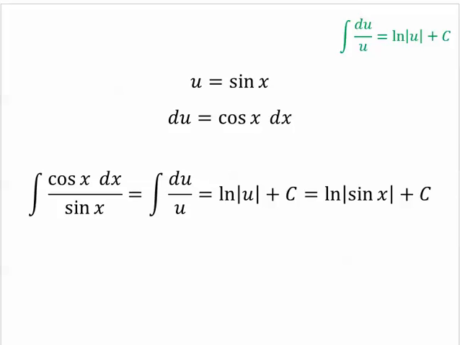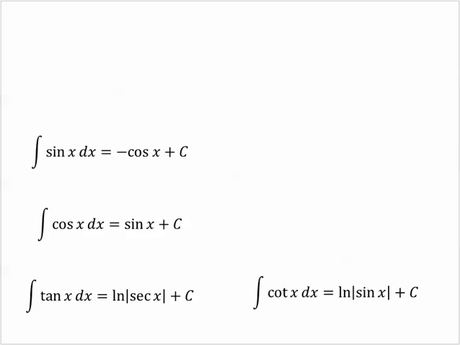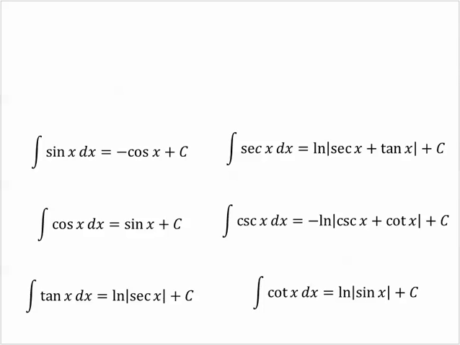Now, this is pretty interesting because what we just discovered is that the antiderivative of cotangent is equal to the log of the absolute value of sine x. So we now know, we've known the antiderivative of sine, cosine, and tangent. Now we also know the antiderivative of cotangent. And here's the antiderivative of secant and cosecant.